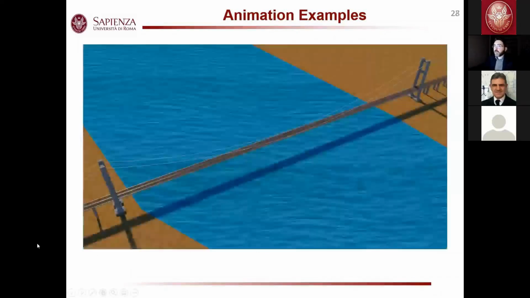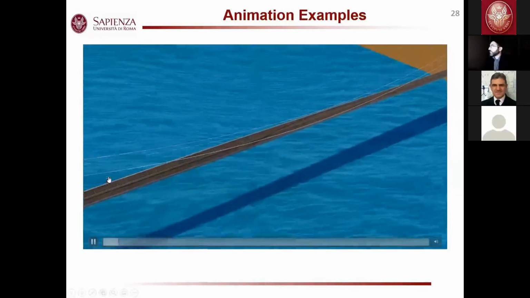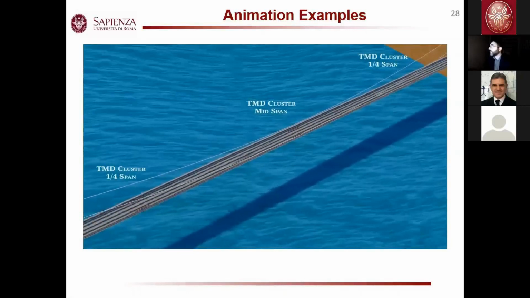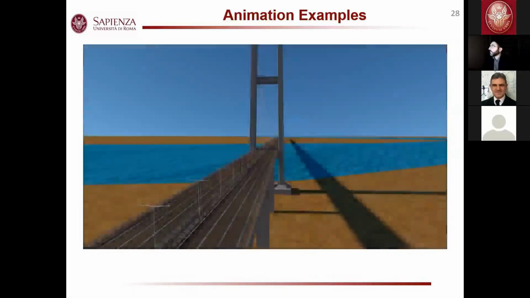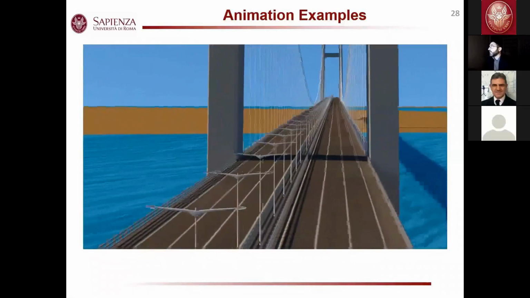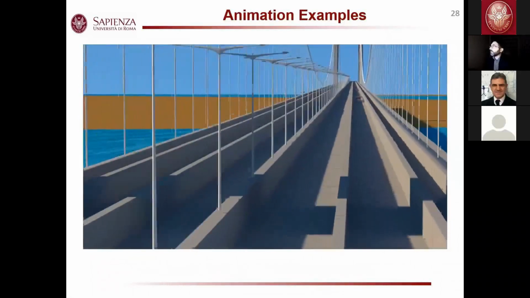Now I show you another animation. This is the animation of the Yangtze bridge in China I worked on. The bridge has a series of vibration absorbers for flutter control. It takes several weeks of work and about 4 days of rendering at not so high quality. With more time, we can have a better result.